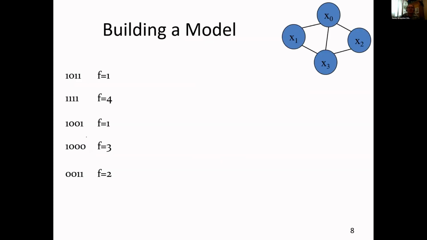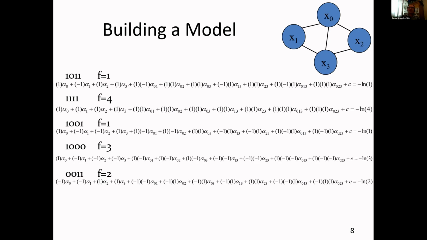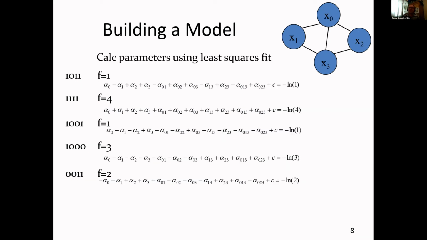Here we've got a population on the left, some binary encoded solutions with their fitnesses. We'd substitute them into that function that we had on the previous page, and you'll need to take it on trust. It looks like this. And we can then solve that using a least squares fit to give us our alpha values.